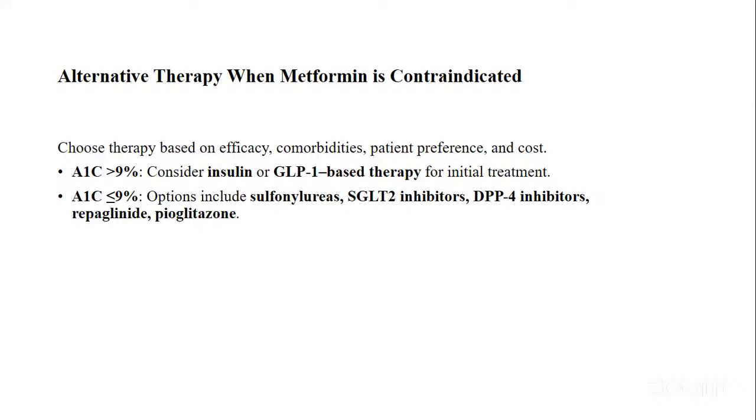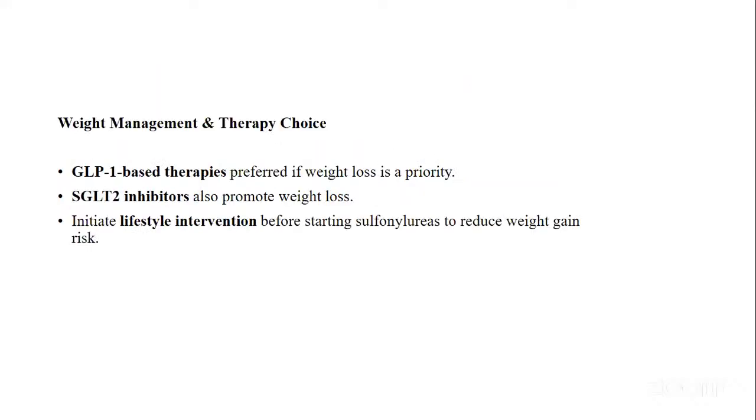And in the other case, if the patient's hemoglobin A1C is less than or equal to 9%, the other options include sulfonylurea, SGLT2 inhibitors, dipeptidyl peptidase 4 inhibitors, repaglinide, and pioglitazone. These are other options, so we can decide based on other factors. Like if the patient needs weight management more as initial therapy, GLP-1 based therapy can be preferred.